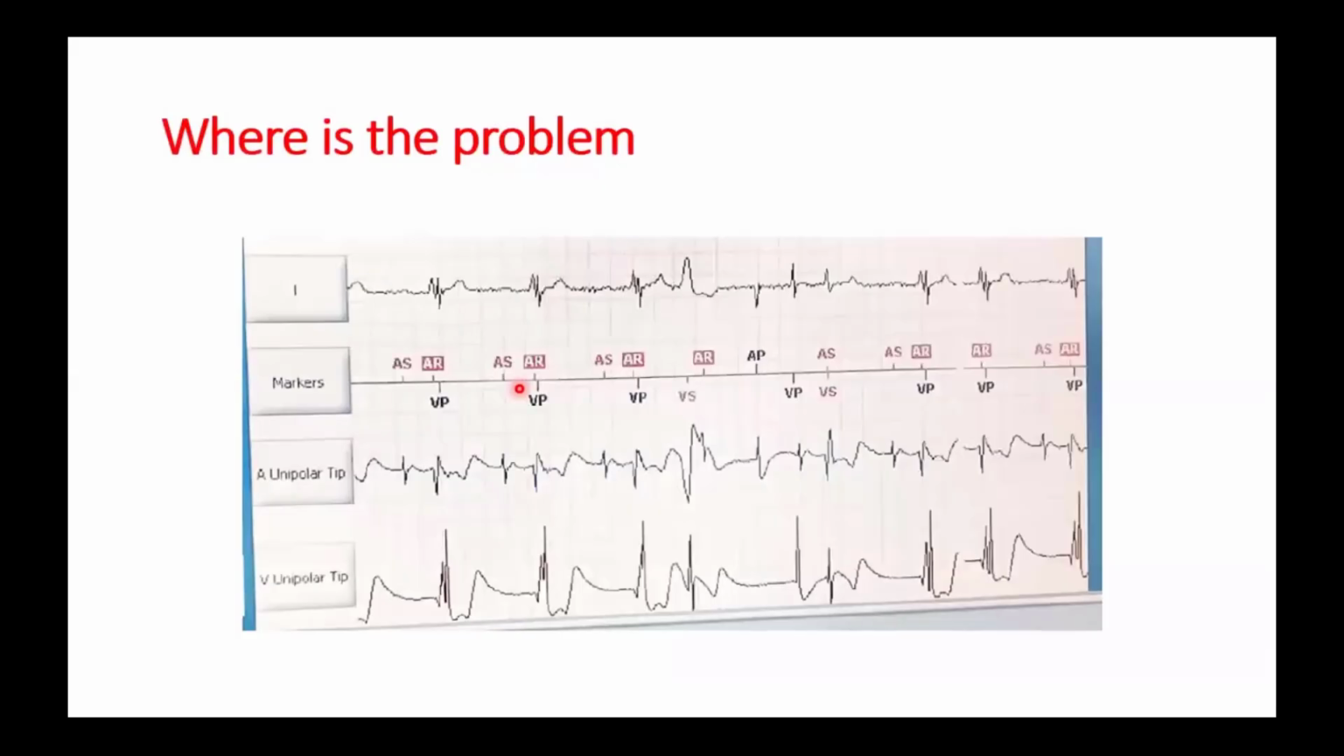So we have to reprogram. We have to increase the amplitude of the atrial channel and increase the amplitude of the ventricular channel because it was intermittently functioning. Sometimes it captures, sometimes it does not capture. So we have to measure the threshold thoroughly, and you have to have the programmer in order to solve this problem.